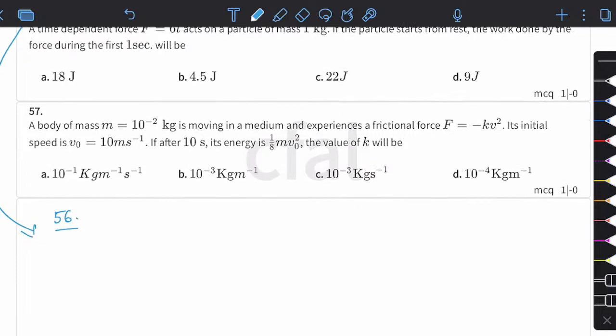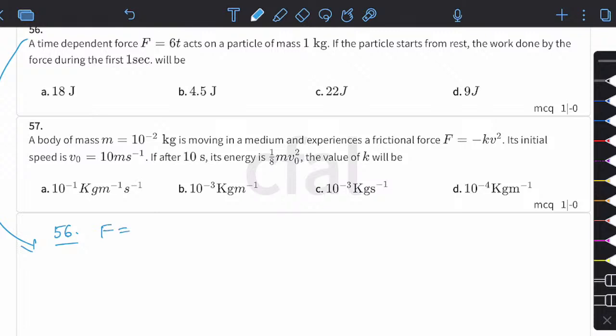56th one. So F is equal to 6t. You have to find out the work done. Now, work done is integral F dx. In the previous question we solved, F was given as a function of x and we could integrate easily. But in this problem, F is given as a function of t. So how can we integrate it? If I write integral 6t dx, we can't integrate. There's one variable here, another variable here.